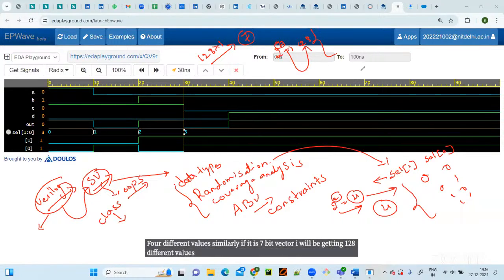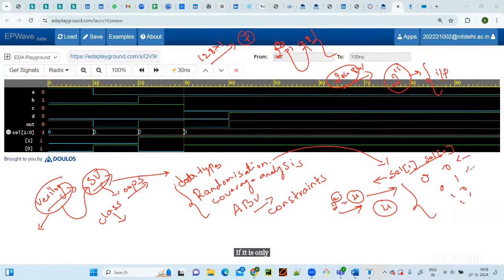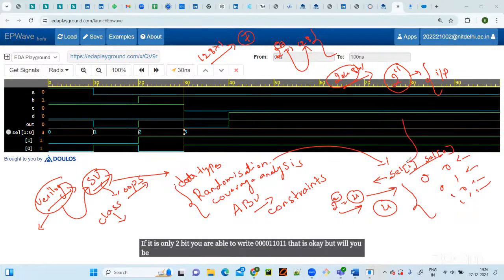For example, my requirement is that I want to design a 2048 cross 1 mux. So will you be generating 2 power 11 lines of different input stimuli? If it is only 2-bit, you are able to write 0 0, 0 1, 1 0, 1 1, that is okay. But will you be able to write for an 11-bit vector? Quite difficult, right? So that is where this randomization will help us.